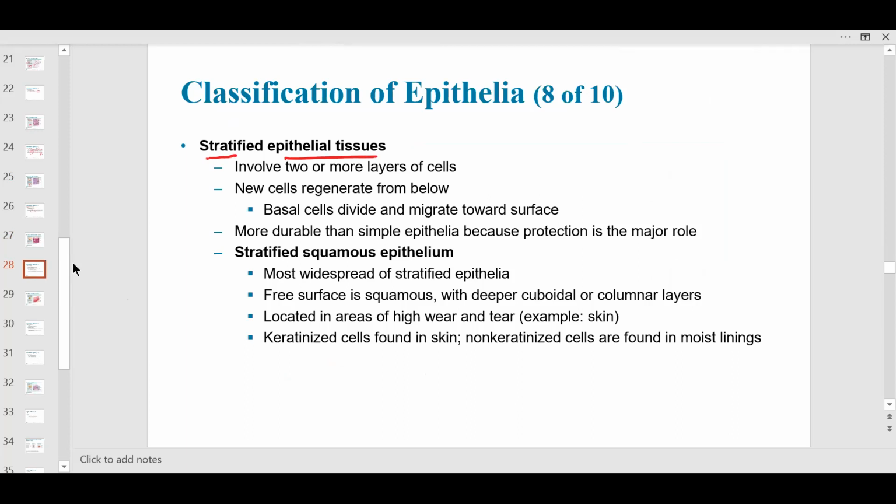So stratified is two or more layers. There's only one layer, the basal layer on the basement membrane, and they pile up on top. So we name the shape based on what the apical surface looks like. That's the free surface. So now they're changing the vernacular on us, but this is apical surface. And that's the part that faces the lumen.